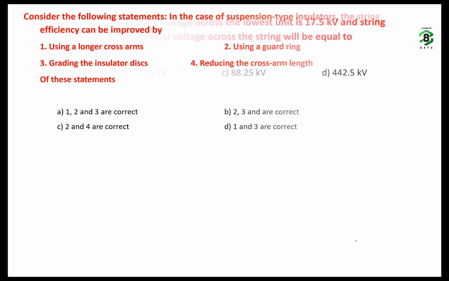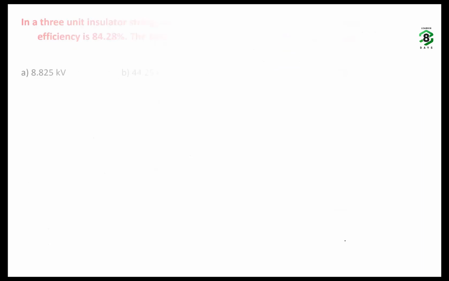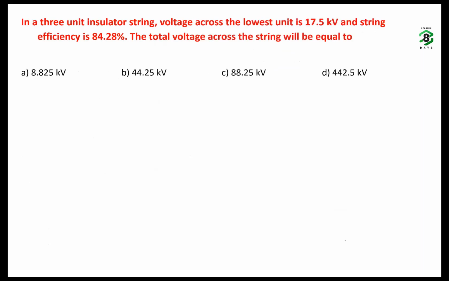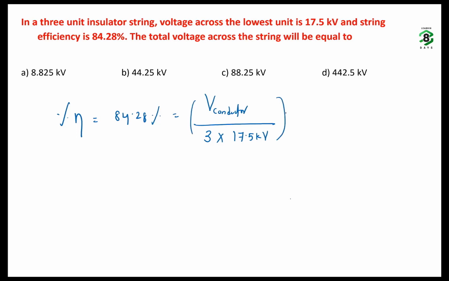Again, the same question type. So the last question for today's lecture. In a 3-unit insulator string, the voltage across the lowest unit is 17.5 kV. String efficiency is 84.28%. Voltage across the string is? So string efficiency is given as 84.28%, which is given by voltage of conductor divided by 3 insulators into the voltage across the disc near to the conductor. So from this he is asking this value.